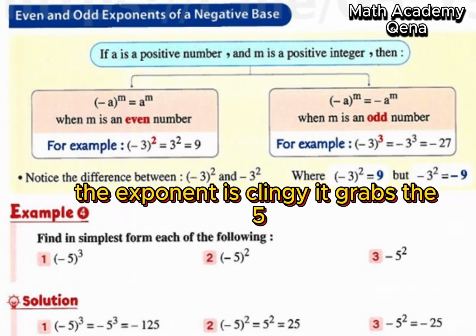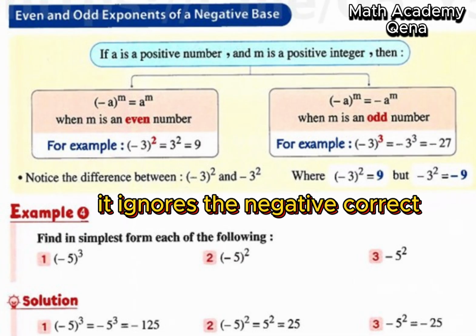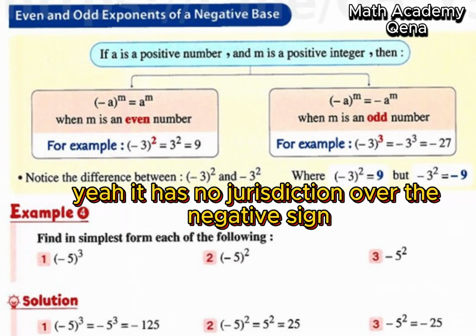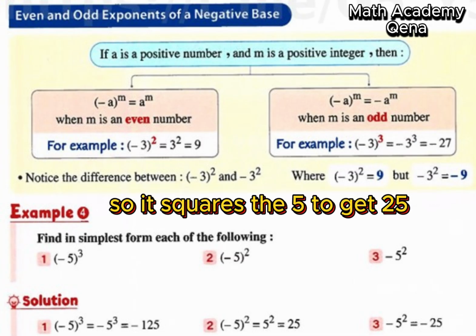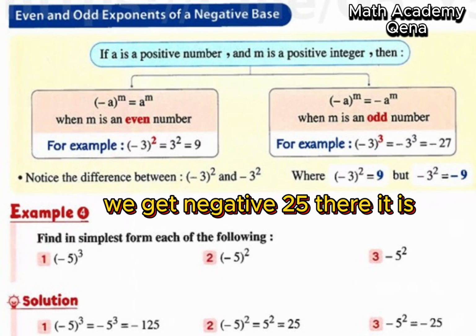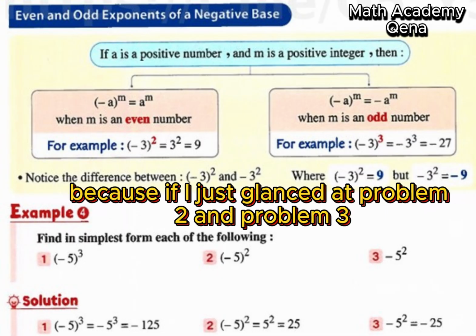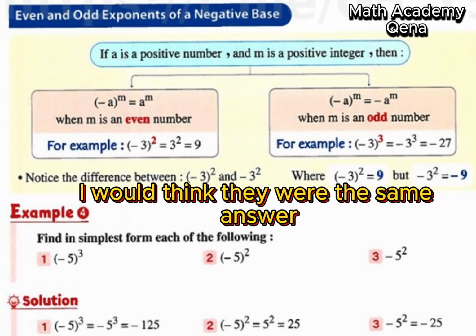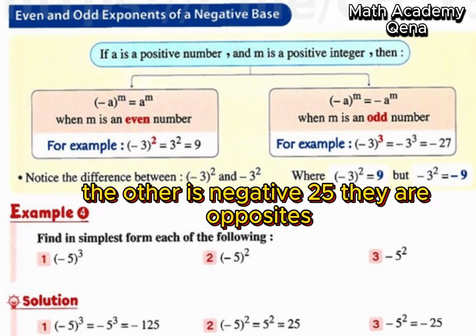Okay. The exponent is clingy. It grabs the 5. It ignores the negative. Correct. Yeah. It has no jurisdiction over the negative sign. So it squares the 5 to get 25, and then applying the negative sign, we get -25. There it is. It's wild because if I just glanced at problem 2 and problem 3, I would think they were the same answer. But one is 25, the other is -25.